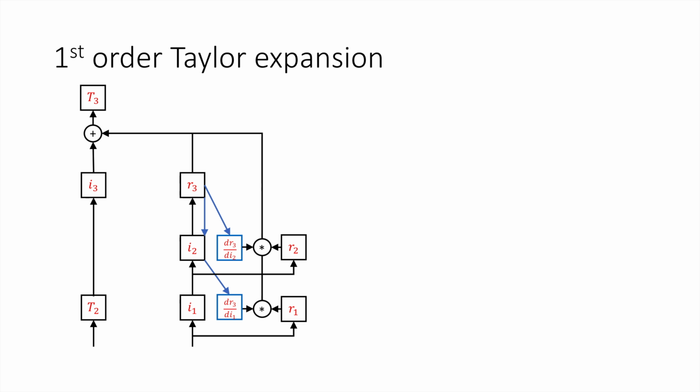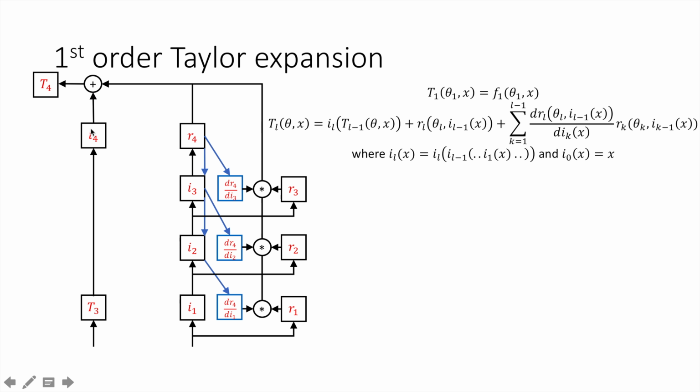We now simply repeat this motif. T2 is fed into I3, whereas R3 is fed by the initial functions. First-order terms of R3 with respect to both R2 and R1 are added. Rinse, repeat. The full definition of the Taylor expansion is given here.